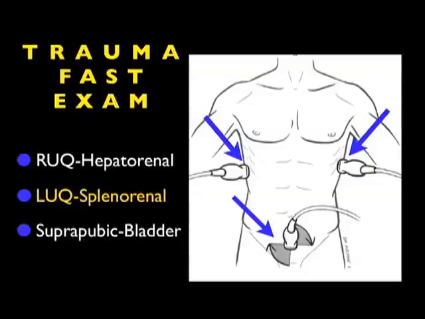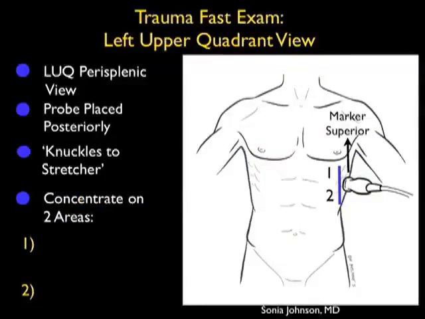There's a lot of information we can gain by looking at the left upper quadrant in our trauma patients, and we'll need to know that it's not a mirror image of the right upper quadrant, that the spleen offers less of an acoustic window onto the left upper quadrant than the liver does on the other side.